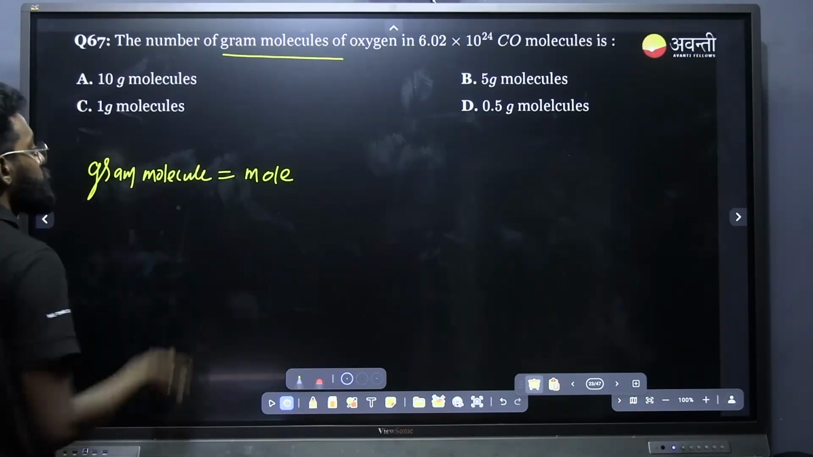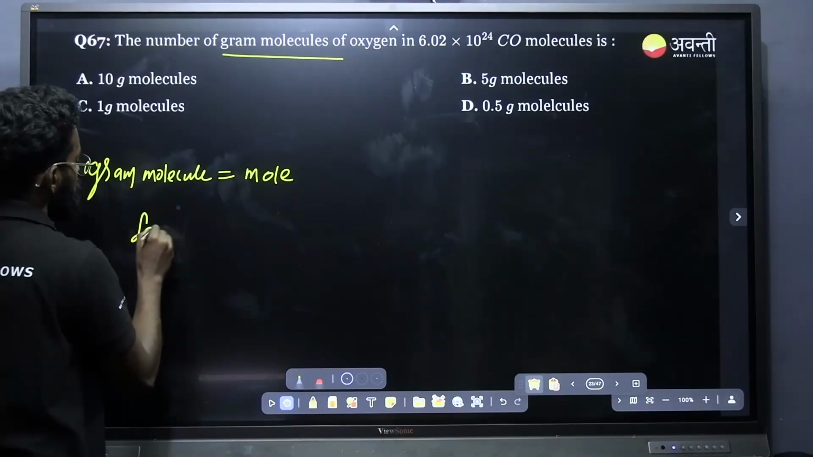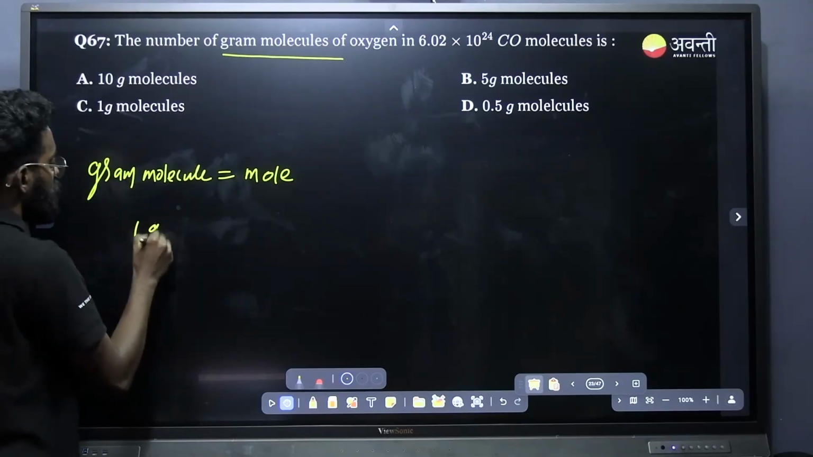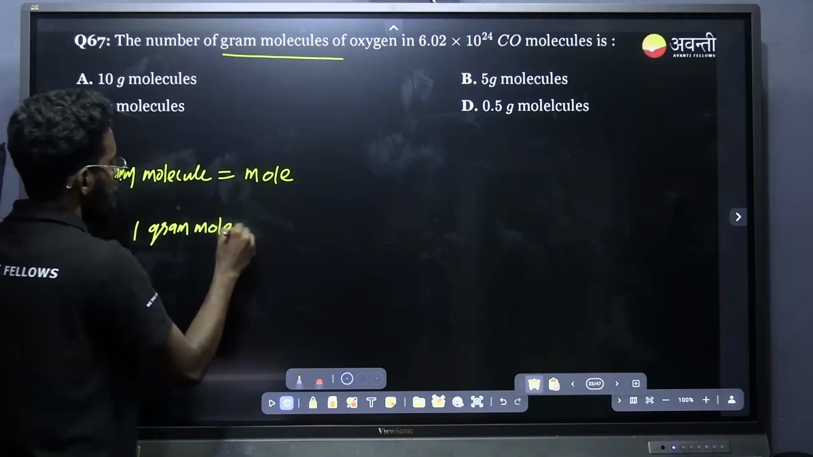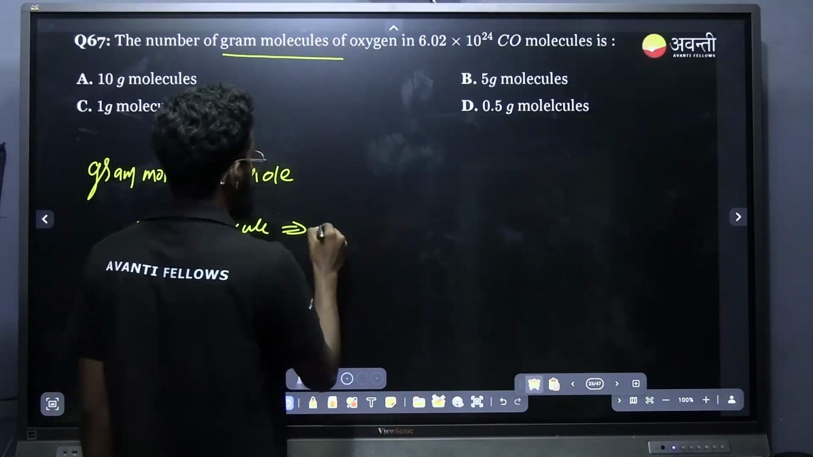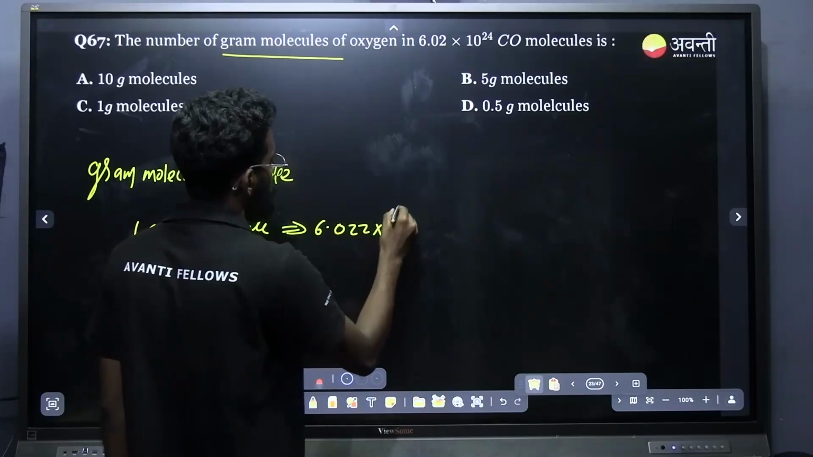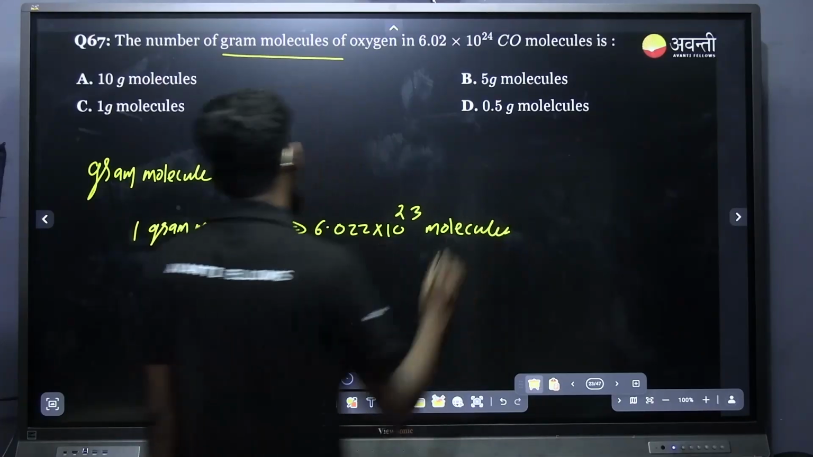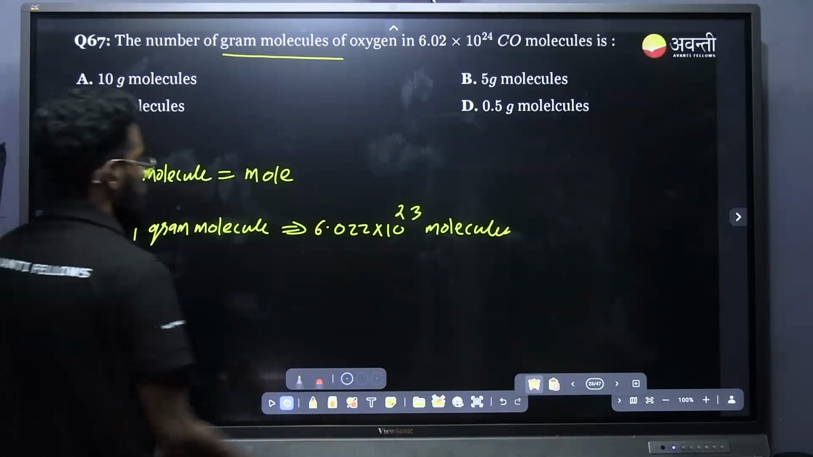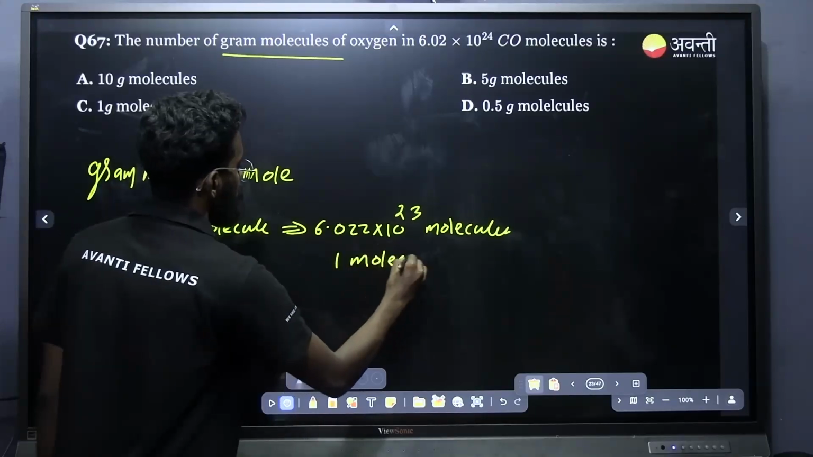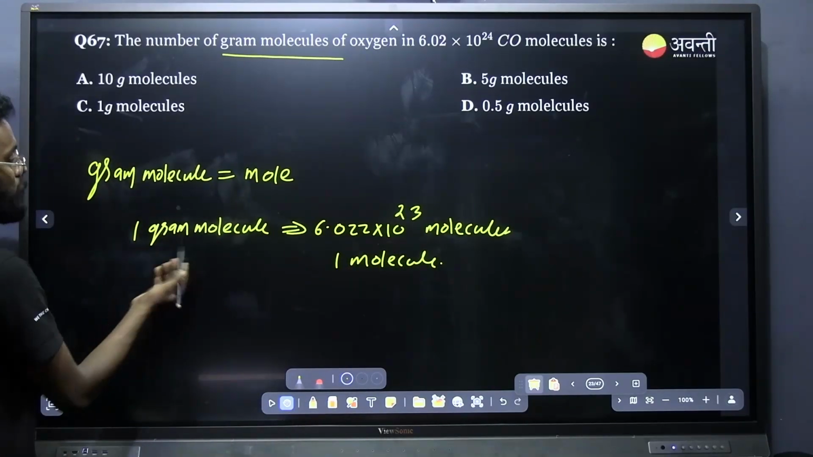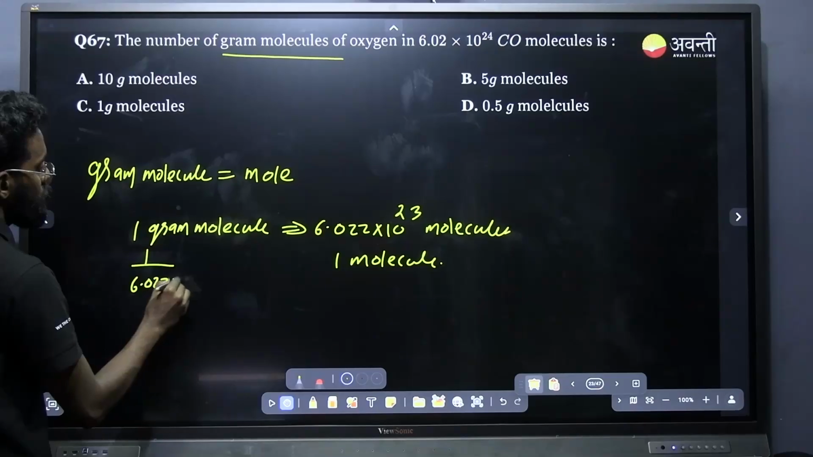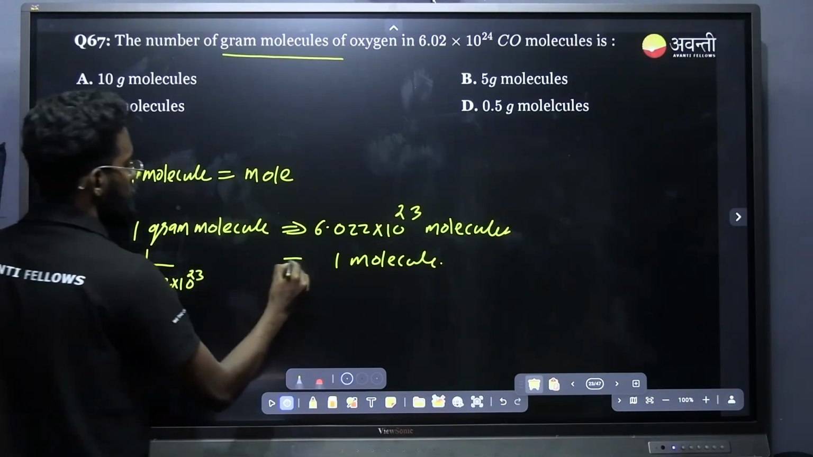So we all know that for 1 mole, or for 1 gram molecule, 6.022 into 10 to the power 23 molecules will be there. Okay. Then for 1 molecule, how many gram molecule or how many mole will be there? 1 by 6.022 into 10 to the power 23. That is for 1 molecule.